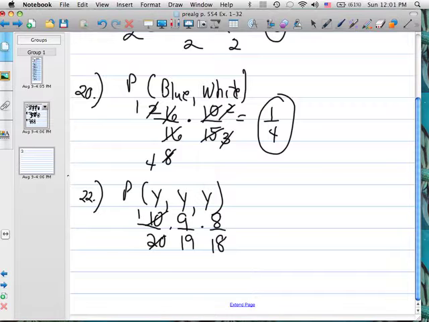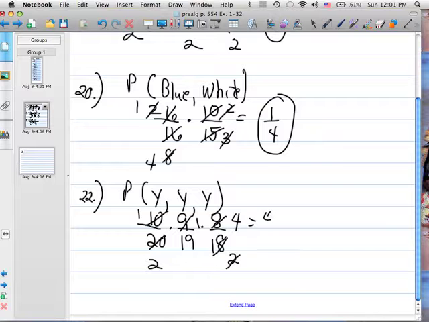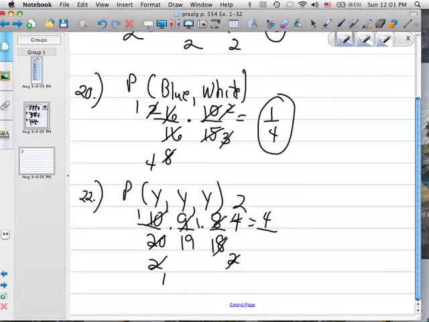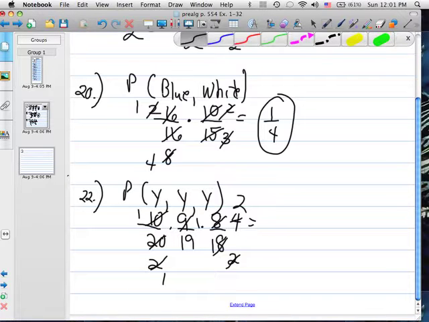So if we cancel, we get 1 and 2. 9 goes into 18, 2. And we could cancel with the 8 making 4. So it's going to be 4 over... Whoops, I forgot one more canceling. So we could cancel the 2 and the 4. So it's going to be 2/19.